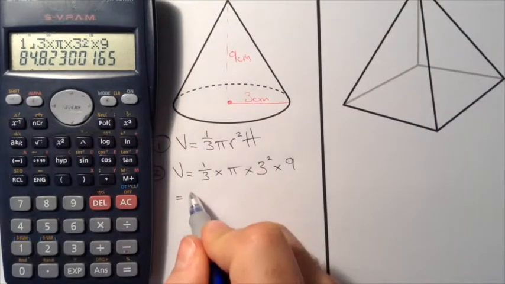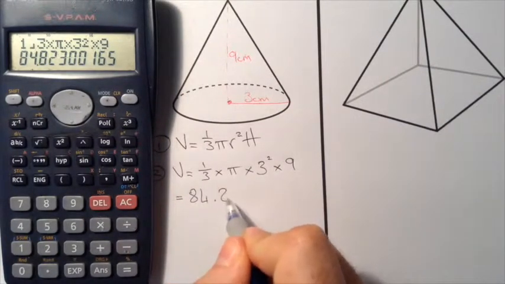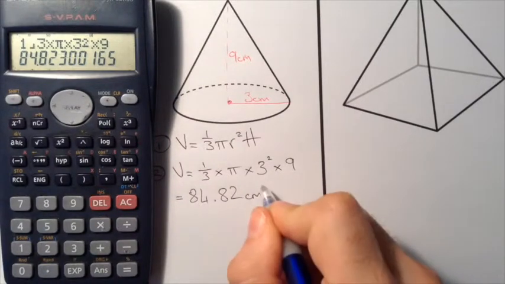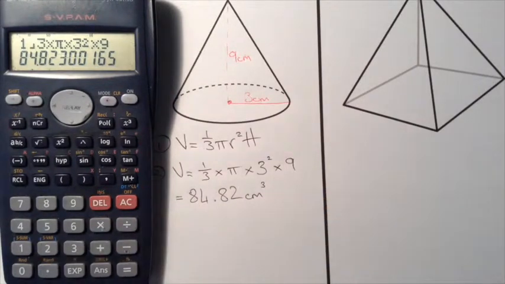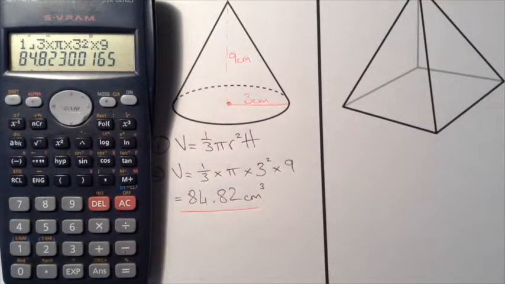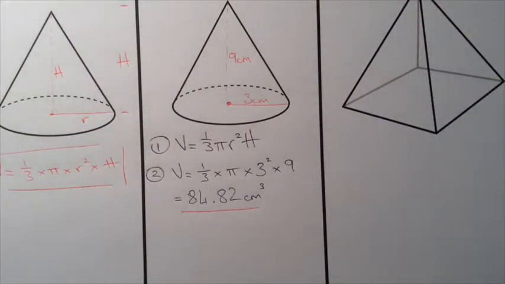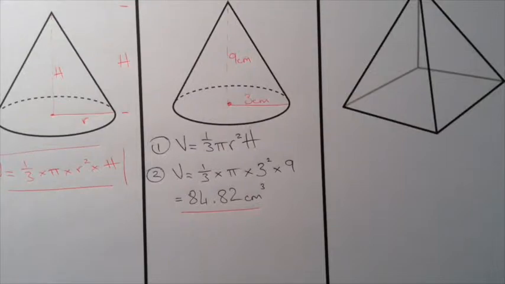hit equals, and you get an answer of 84.82. Don't forget your units, centimeters, and we're using cubed here because we are looking at the volume of a shape. Okay, and that's our final answer. That's how much space, 84.82 cubed centimeters of space inside of that cone there. Okay, so that's one quick example. Again, we'll have a look at a trickier example when we move on in a second.